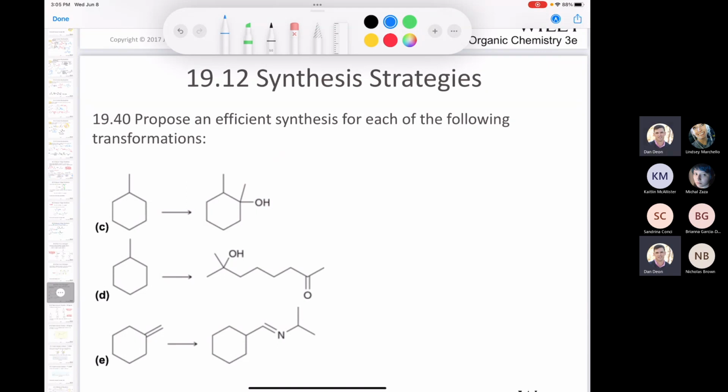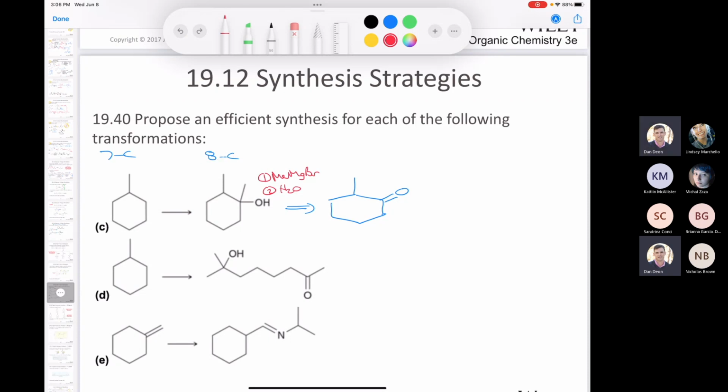Well, in C, we're starting out with a compound that has 7 carbons in it, and we're ending up with a compound that has 8 carbons in it. So we want to add a methyl group and a hydroxyl. What I'm thinking about here is, what if we had this compound, 2-methylcyclohexanone? Then all we would have to do is treat it with methyl magnesium bromide in the first step, followed by H3O plus in the second step, and that would give us our product. So then the question becomes, how do I get from here to here?